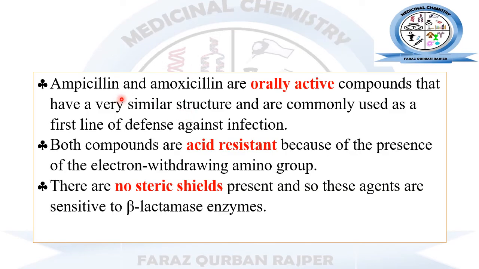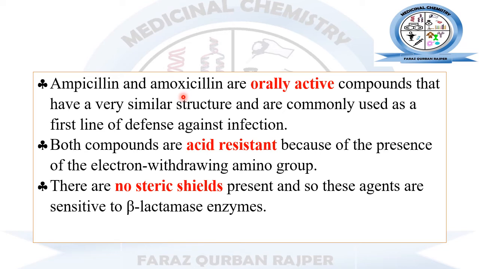So basically these ampicillin and amoxicillin, these are the aminopenicillin, are orally active, means they can be useful for the oral formulation. Why? Because of their stability towards the gastric acid media. The stability has been increased due to the presence of polar amino functional group, and it is acting as the electron withdrawing group. As we have already discussed that whenever electron withdrawing group is present in the acyl amino side chain, then the stability of penicillin towards the gastric acid media will be increased.